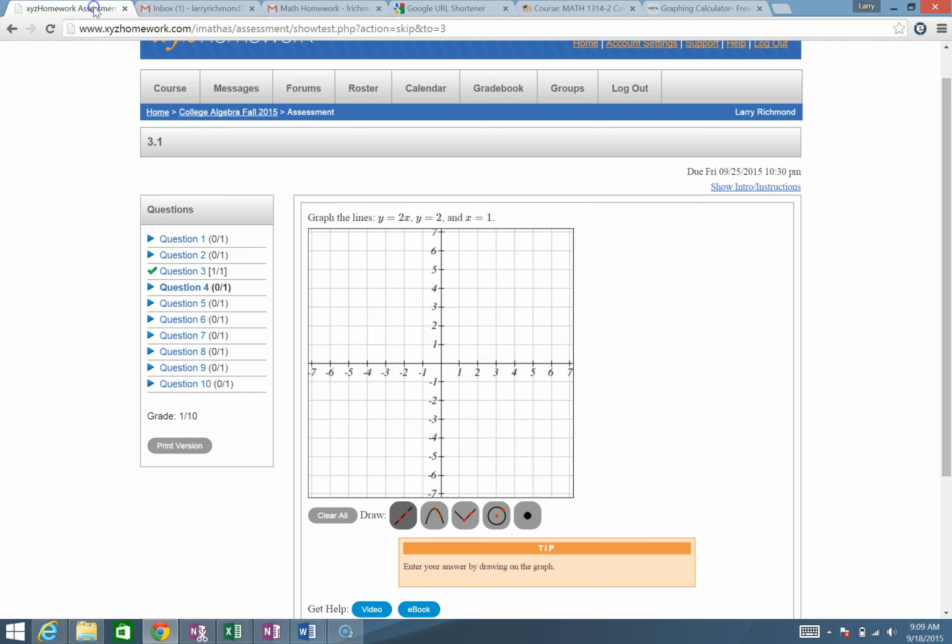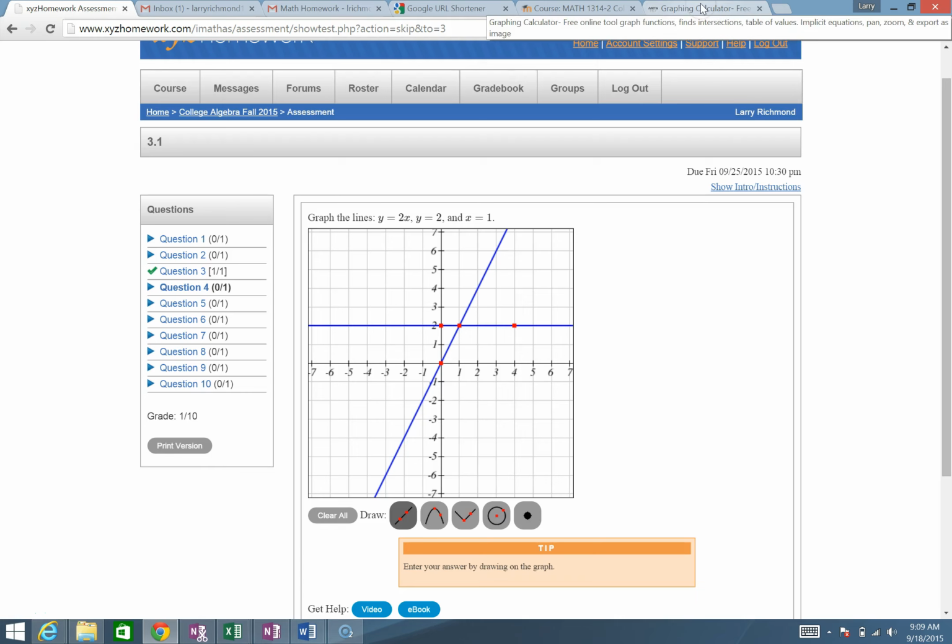I can go back to here, click on line. I will put a point at 0, 0. And then I will put a point at 1, 2. There's my line. Secondly, it says graph a line y equals 2. Well, y equals 2 is a horizontal line. It's going to be a line right here through the value 2. So again, I click on the line, put a point here, and then put another point here. Every point on this line has a y value equal to 2. 0, 2, 1, 2, 4, 2. All points on this line have a y value of 2.